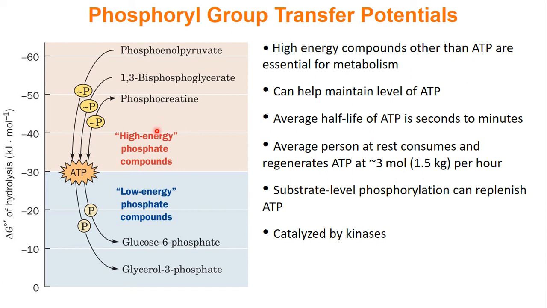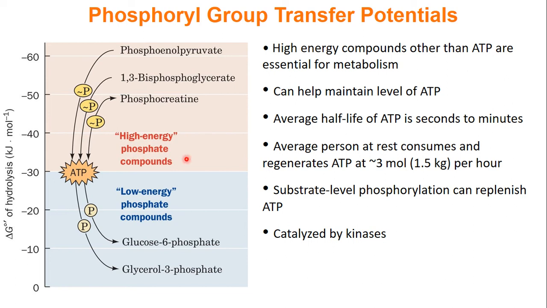ATP in your body has a half-life of seconds to minutes, and in your brain, the amount of ATP you have isn't that long. It's maybe a minute and a half or something like that. That's why your brain is the first organ that's damaged when you don't have oxygen. And if you're just at rest, you will use roughly 1.5 kilograms of ATP per hour. So we use a lot of ATP, and so we need to remake it.